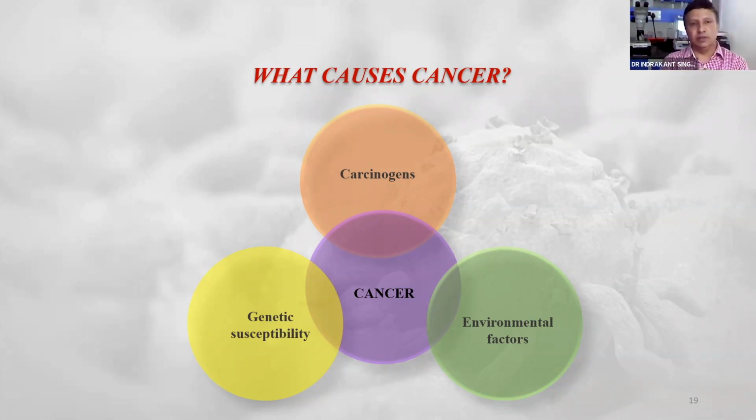Carcinogens. What are carcinogens? Carcinogens are the factors that cause DNA mutation, and they are known to cause cancer in our body by making changes at the gene level. Second point, genetic susceptibility. It is also important in cancer development, along with factors such as poor living conditions.